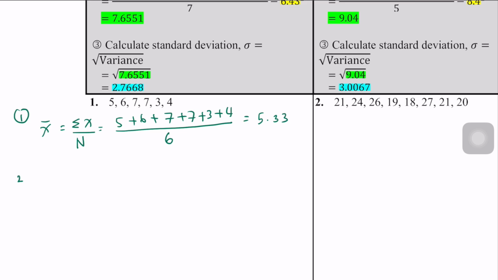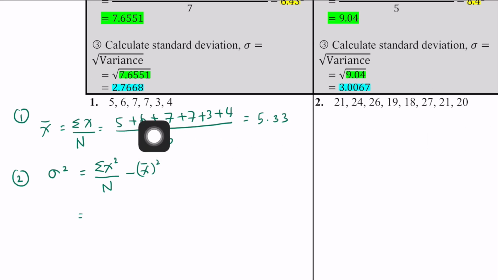Second, we need to calculate the variance. There are two formulas for variance, and I'm going to use the first one. The variance, with notation sigma square, is equal to summation of x square divided by n, minus mean square. You need to write it this way: each number you square and sum all of it.